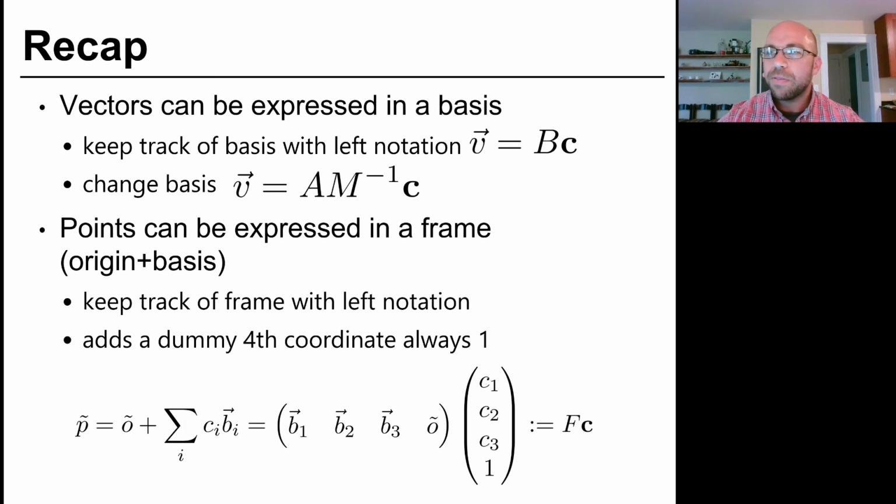So here's our recap so far. We're going to write vectors in a basis, right? I can write like v equals B times these coordinates here. And we have this nice change of basis formula that I got a little wrong the first time. And I can also write points using similar notation. I'm just going to add a dummy coordinate of a 1 on the end here.